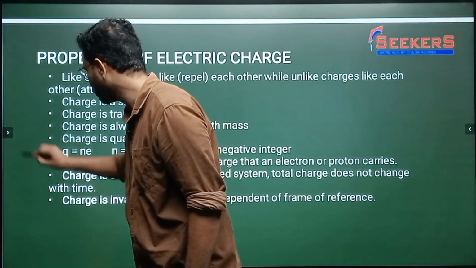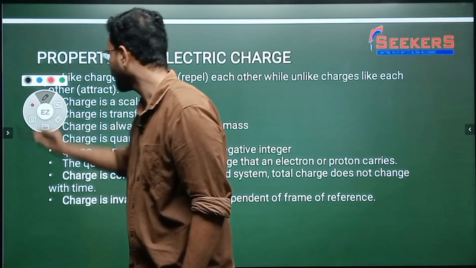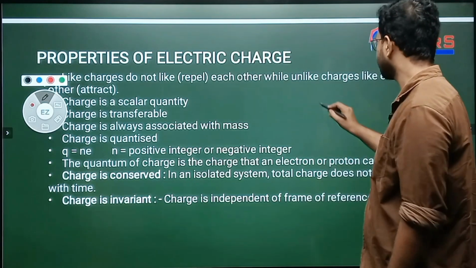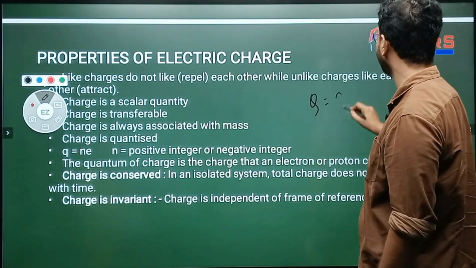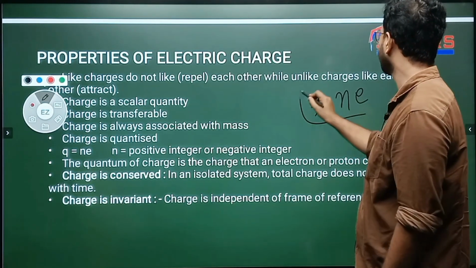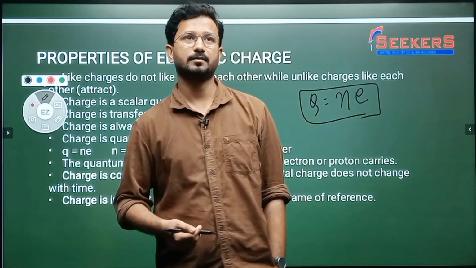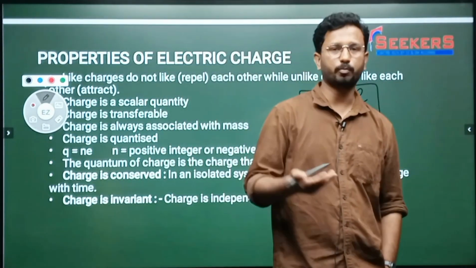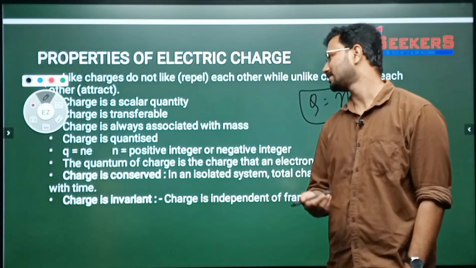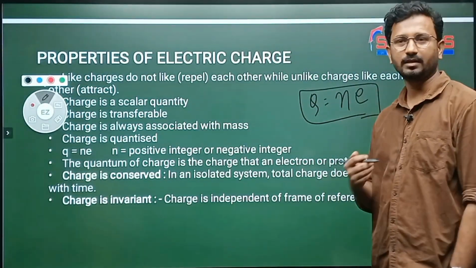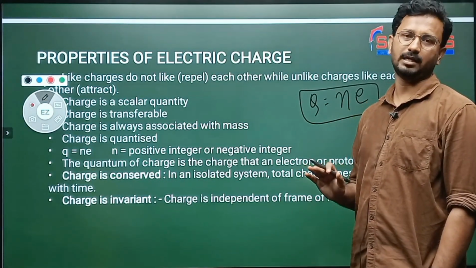Charge is quantized. How is charge quantized? See, charge Q is always quantized. Quantized means it is always an integral multiple of the electron charge. Because just now I told you that charge on any object comes from either electrons or protons. Generally, protons don't come out of the atom because they are well settled inside the nucleus. Electrons come out of the atoms. So basically, the charge on any object is an integral multiple of the electron charge.